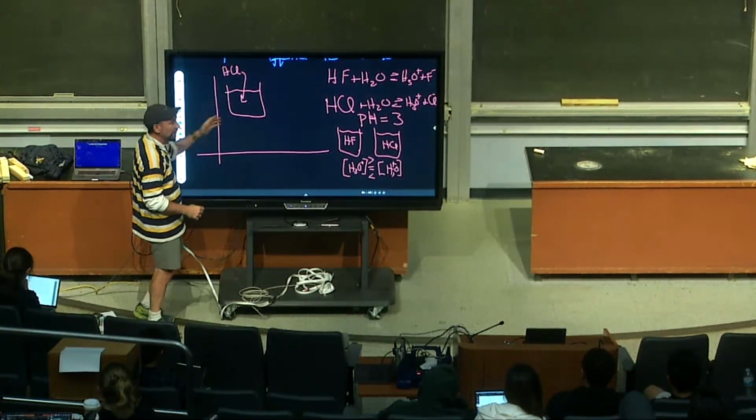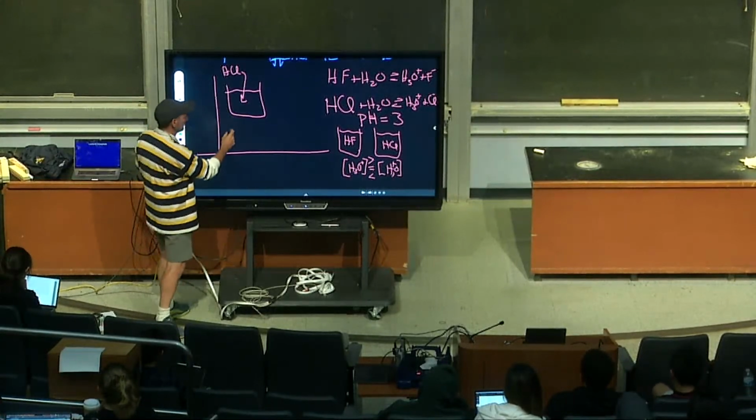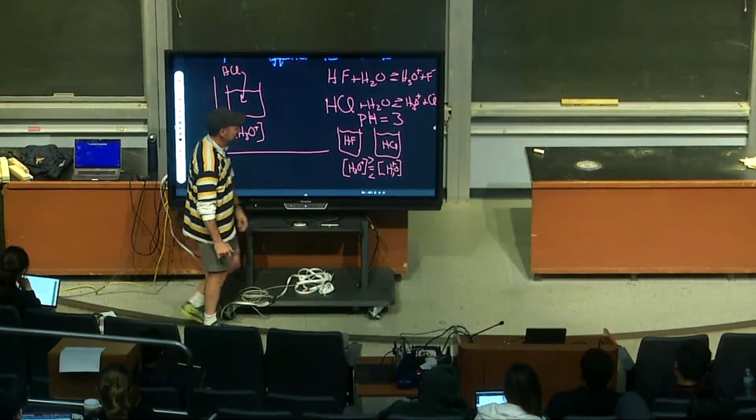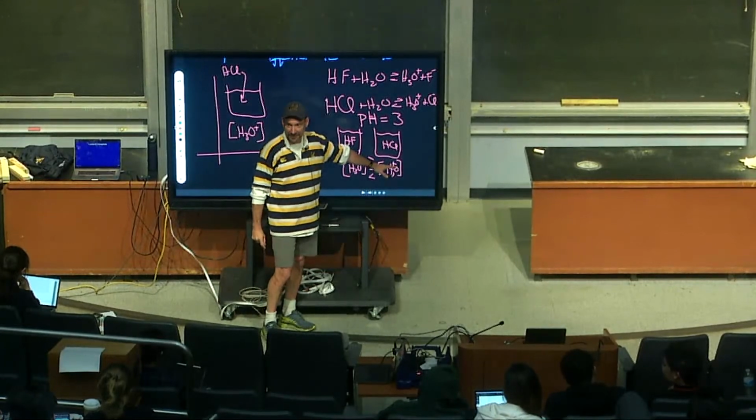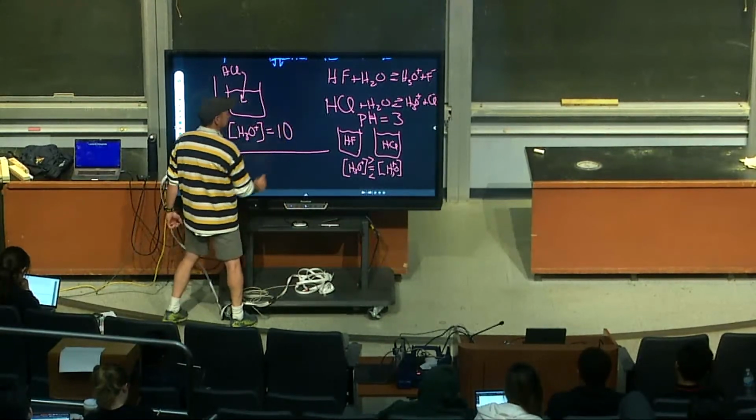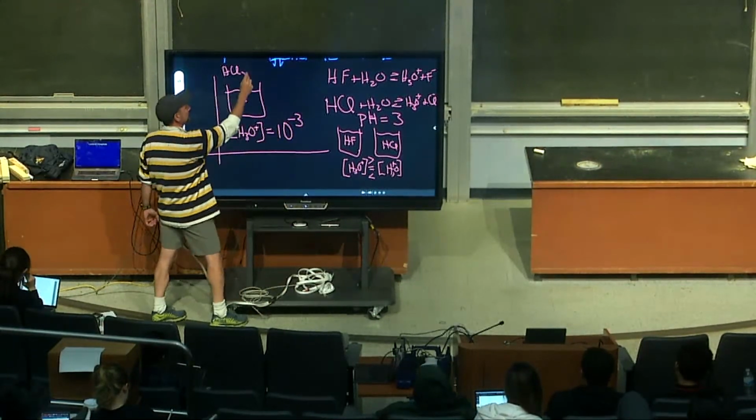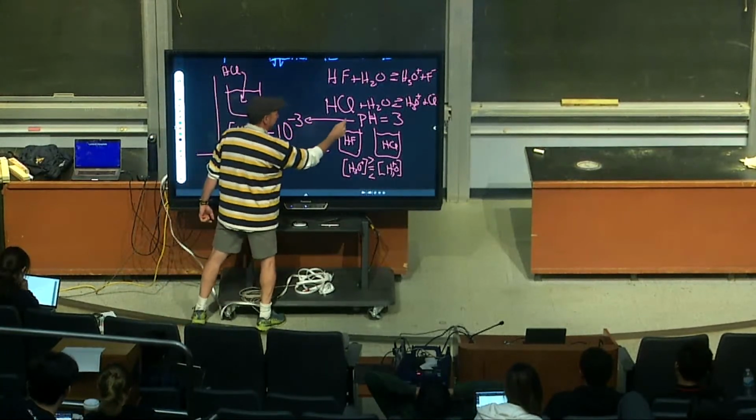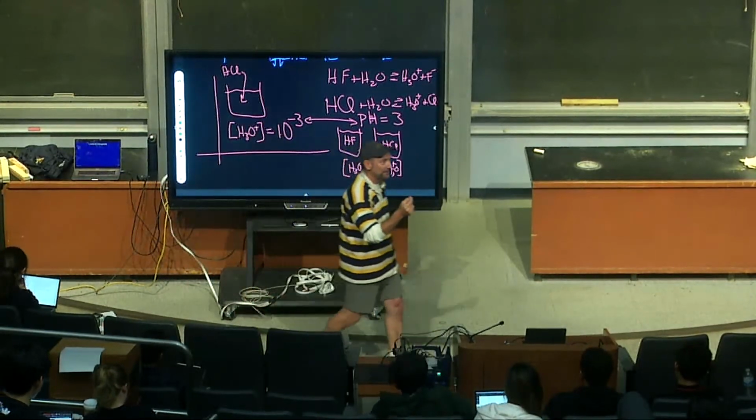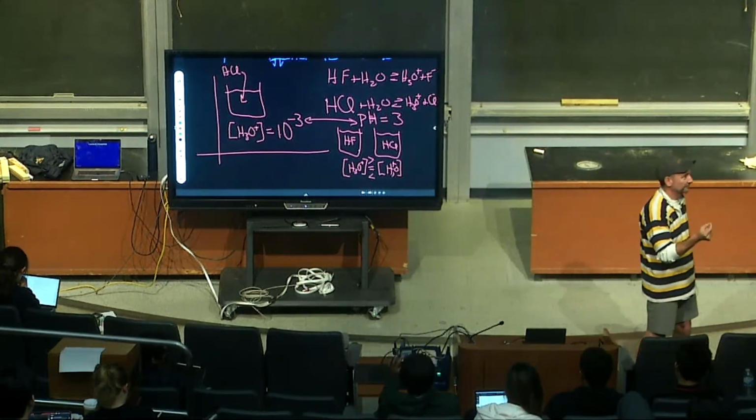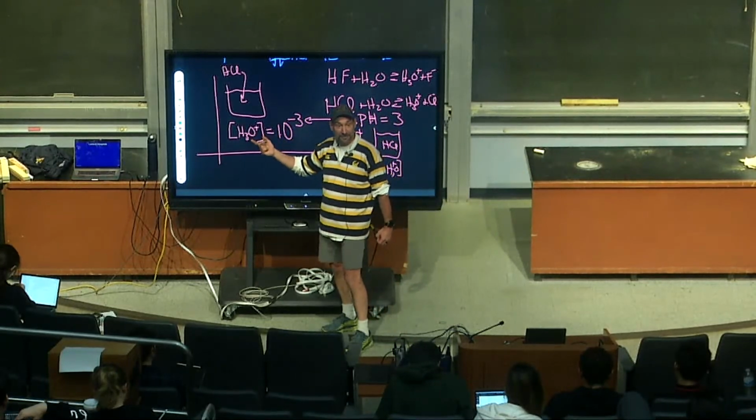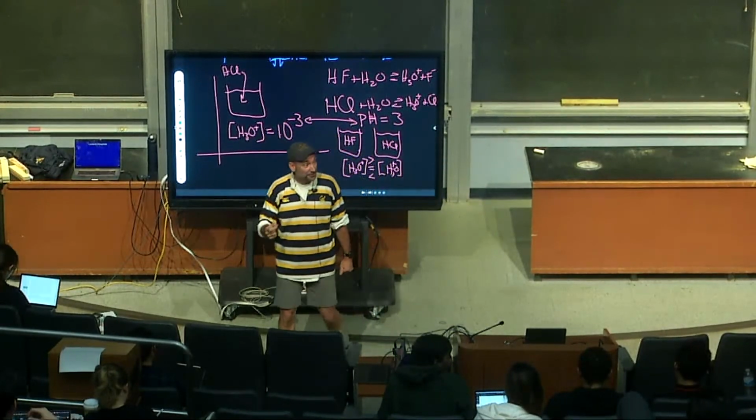What makes it pH 3? H3O plus. If it's pH 3, what is that number? Now I'm telling you what that number is, right? If you can't do this, pH 3 means H3O plus is 10 to the minus 3. You've missed the fundamental point of this whole last week, okay? That's what the H3O plus concentration is, 10 to the minus 3.